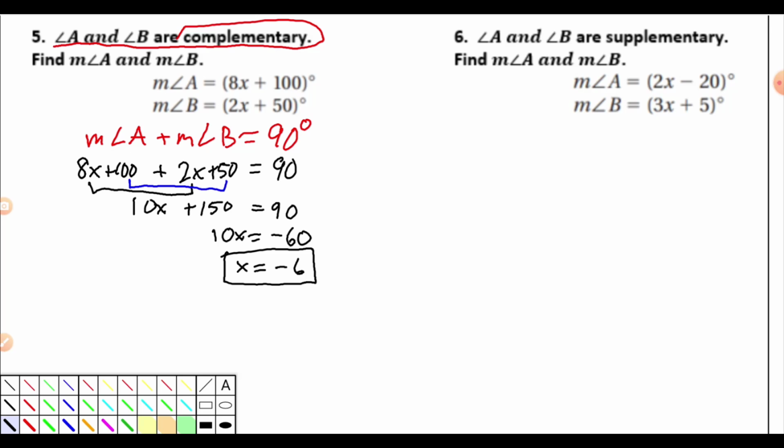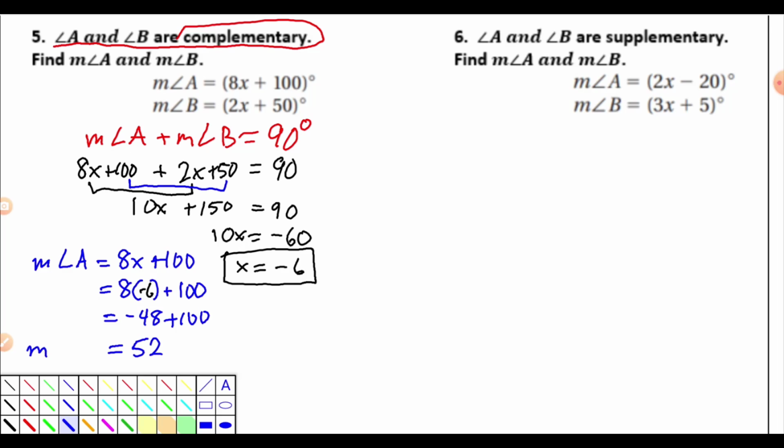But again, when you're doing these problems, you need to go back and check to see, is that what we're solving for? No, we wanted the measure of angle A. So let me just figure out what that is. So the measure of angle A is 8x plus 100, and you just figured out what x was. So now we can do a little substitution. I'm going to substitute my negative 6 in for x, and that'll give me negative 48 plus 100, which is 52. So guess what we just figured out? The measure of angle A is 52.